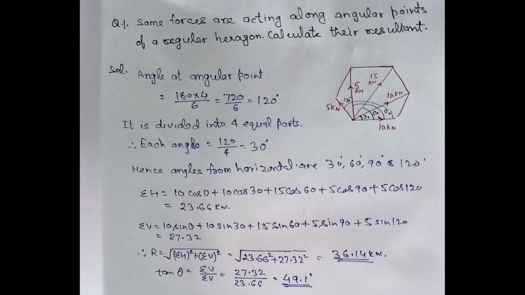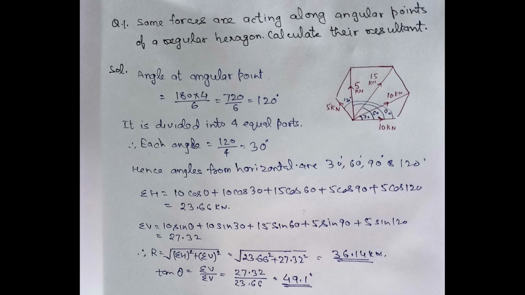Now for finding out the direction of this resultant, we will apply equation tan theta equal to sigma v upon sigma h, that is 27.32 divided by 23.66, which is equal to 49.1 degree.